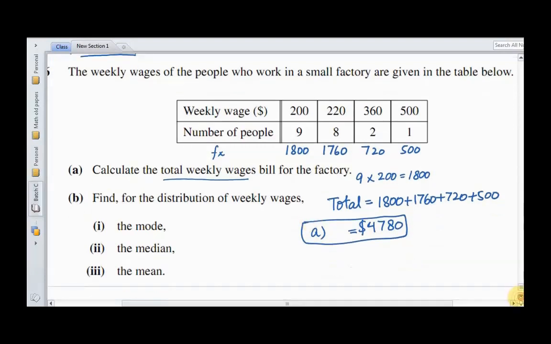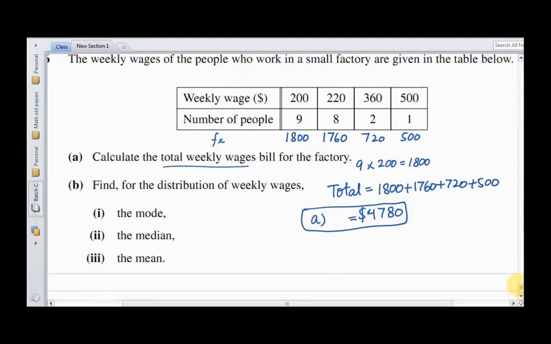For part B, there are 3 parts. At first you need to find the mode. For mode, we need to highlight the point with the highest frequency. So the highest frequency is 9. That means the mode is 200, right?